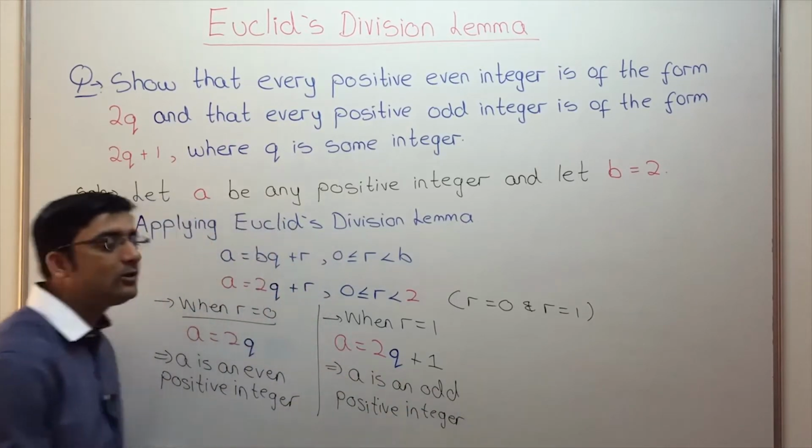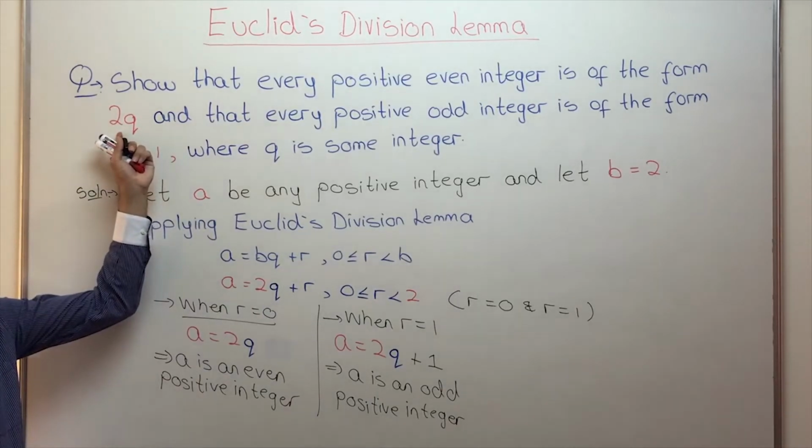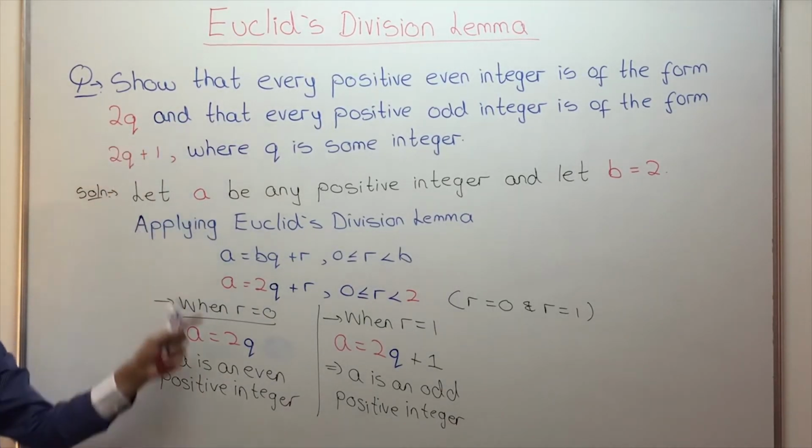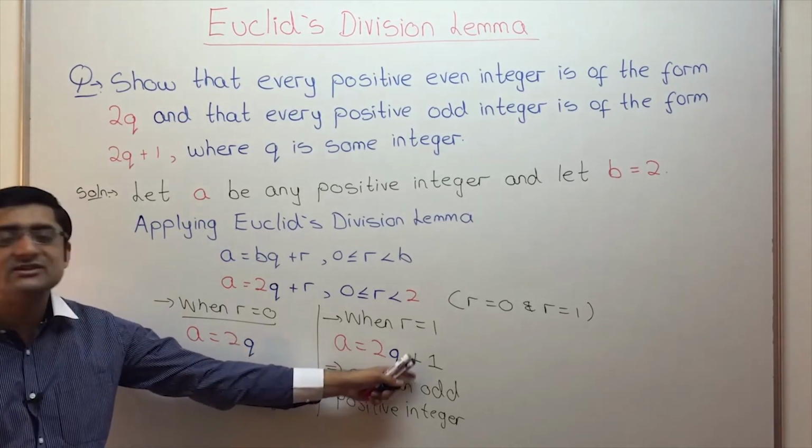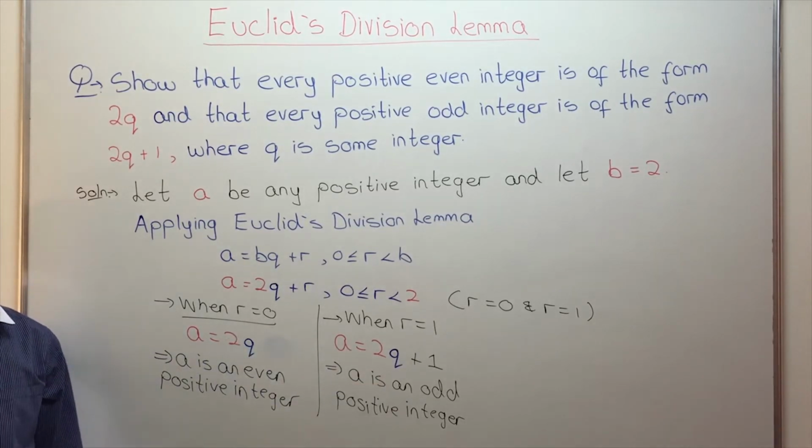Now this is exactly what we have to show. We have to show that every positive even integer is of the form 2q. So when a is an even positive integer, it is of this form, and when it is an odd positive integer, it is of the form 2q plus 1. So hence we are done.